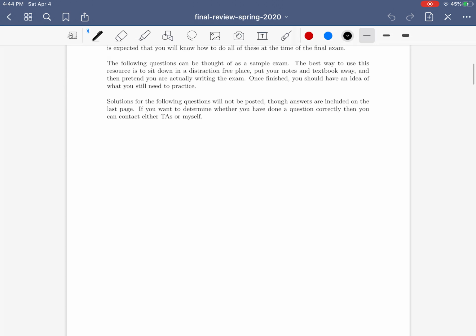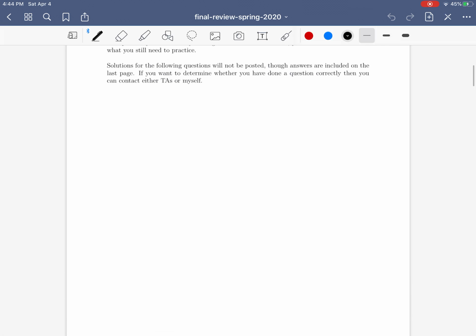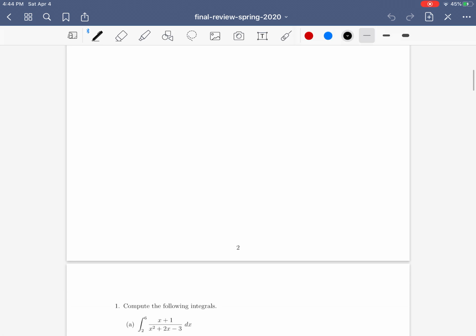So, with that out of the way, in this review class we're going to go through a series of questions, and you can think of these questions as sample exam questions for the final exam. So they should be the same flavor as the questions to expect in the final itself. There are answers at the back of these notes, but we're going to be going through these questions and working out the solutions in full detail.